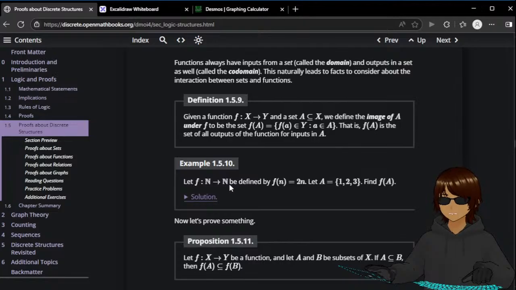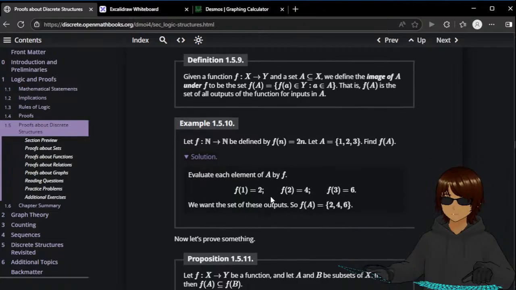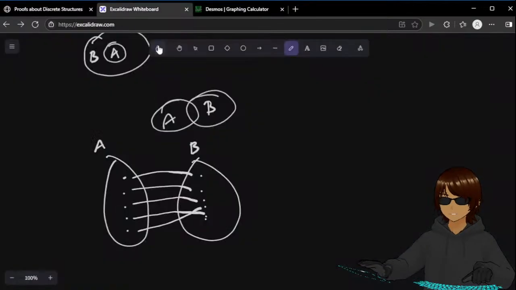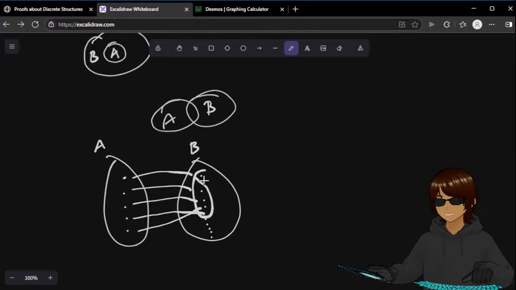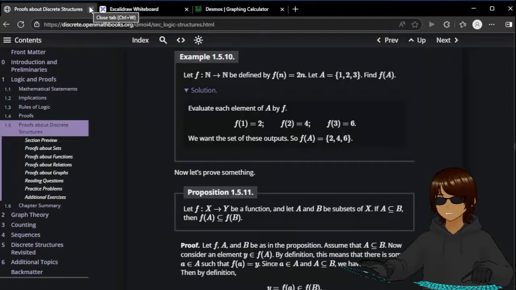Let f from N to N be defined by f(n) = 2n. Let set A be {1, 2, 3}. Find f(A), the image of A under f. That would be {2, 4, 6}. The output could be a very large set, but the image is only the actual outputs, only the actual assignments themselves.